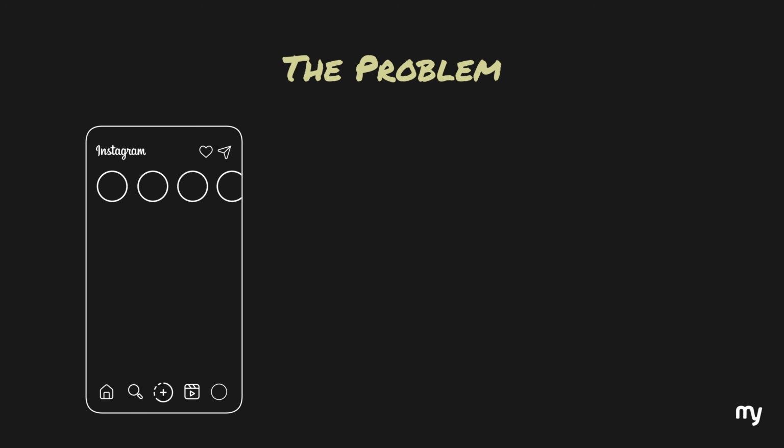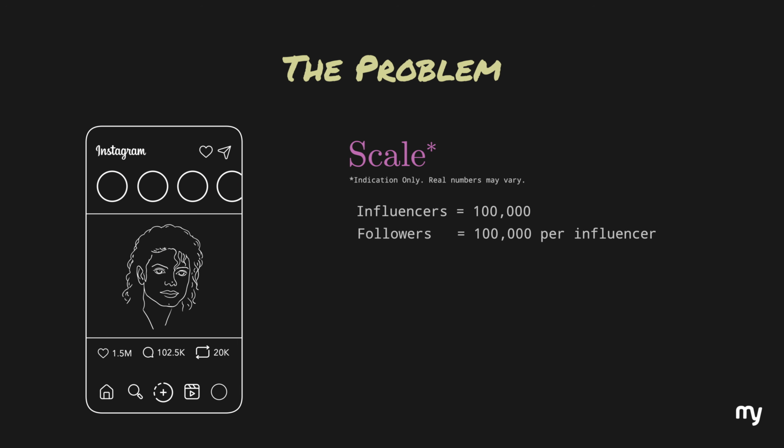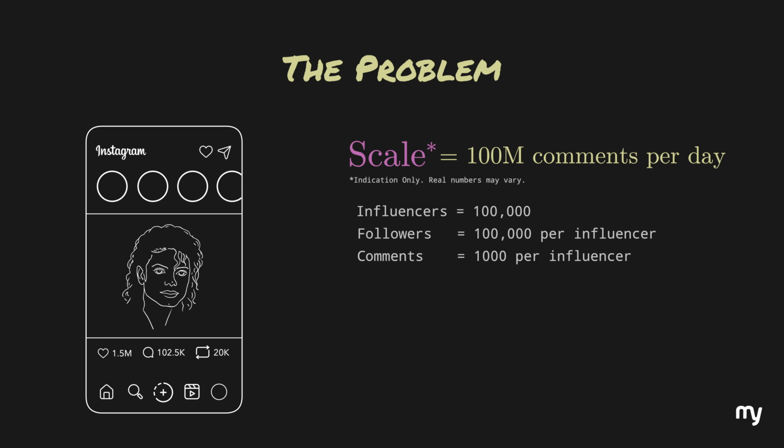Imagine Instagram or Twitter. A famous celebrity or influencer uploads a photo. It receives millions of likes and thousands of comments within minutes. Now scale it. Hundreds of thousands of influencers and celebrities with more than 100,000 followers. And even if each celebrity gets an average of 1,000 comments in a day, there will be a total of 100 million comments written every day.